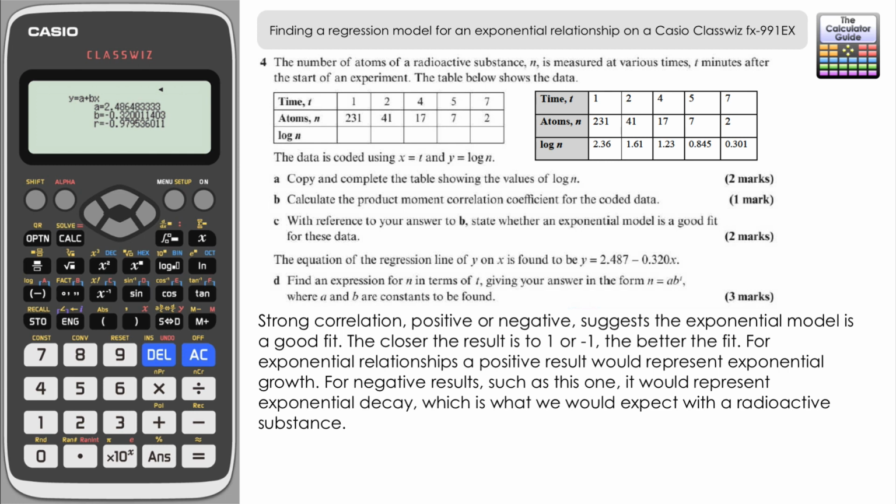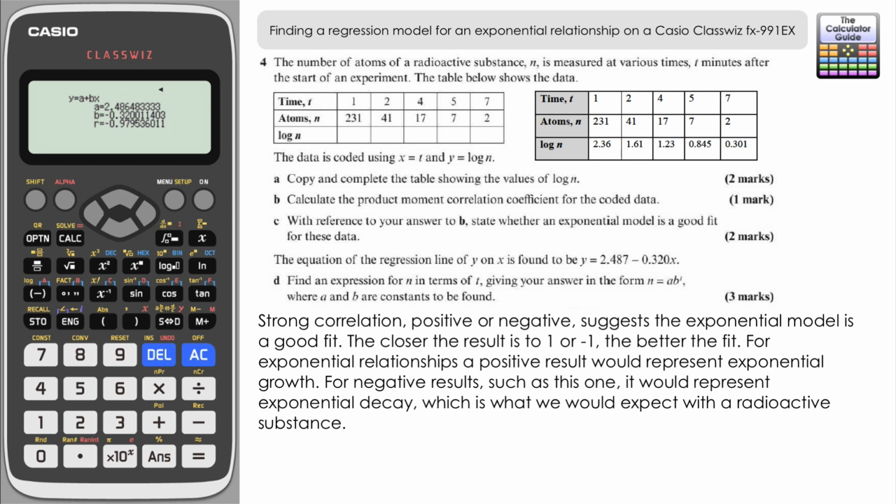And if we have a result that is very, very close to -1, or indeed if we have a positive result that's very close to 1, then that would mean that the exponential model is a very good fit, because when we code the data and look at the linear relationship, it's very close to 1 or -1. So yes, we can say the exponential model is a good fit because we've got some very strong negative correlation very close to -1 there.